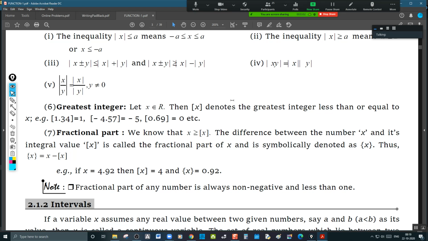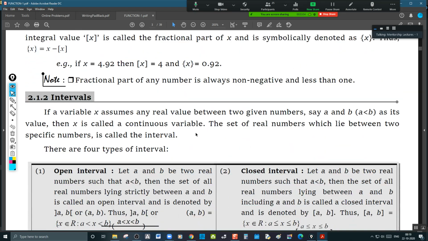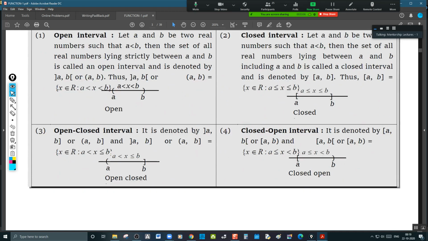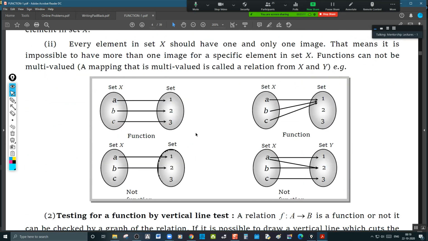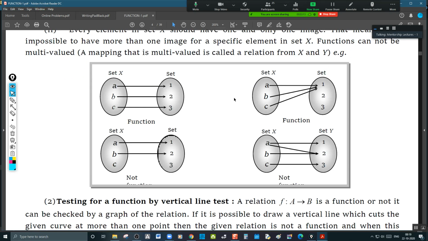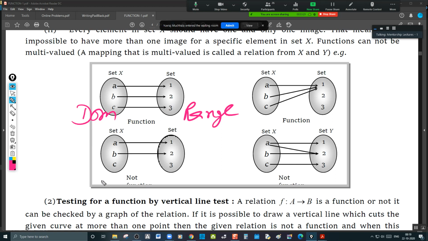Let us continue. Fractional part and greatest integer part. Intervals I do not want to discuss because everyone knows it. Now the definition of function. No element of the domain should be left without image. This is called domain, and this is range. This is not a function, remember that, because there is no image for this one.